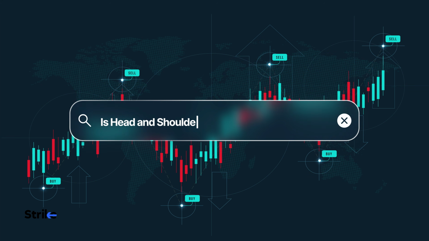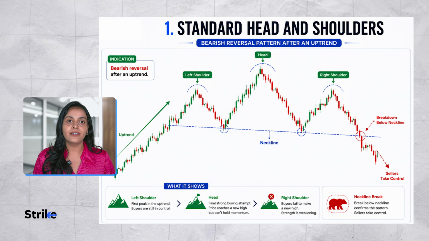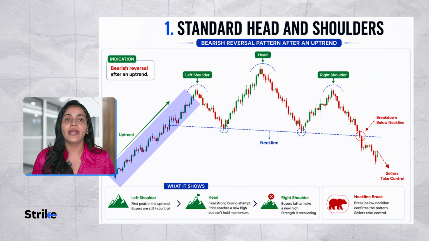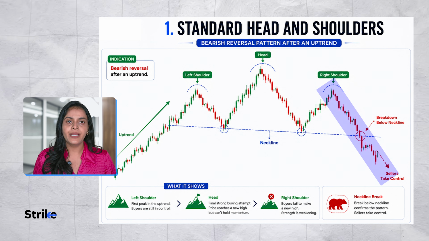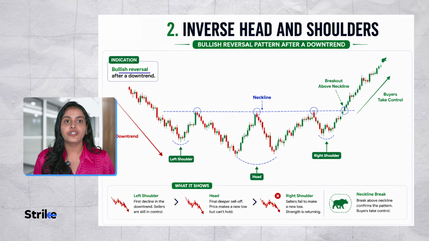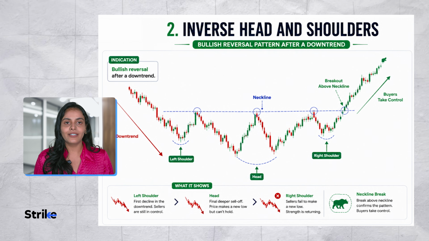Is head and shoulder a bullish or a bearish pattern? So the standard head and shoulder pattern is considered bearish, as it signals a possible reversal from an uptrend to a downtrend. But there's also an inverse head and shoulder pattern, which is bullish and forms after a downtrend. We'll discuss that later in the video as well.